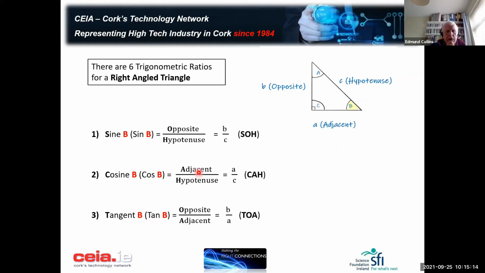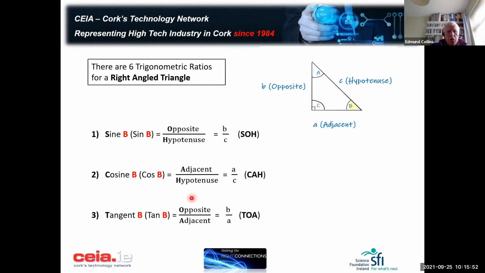So likewise, the cosine is the adjacent over the hypotenuse. So that's A over C. So again, it's CAH, so it's C for the cosine, A for the adjacent, and H for the hypotenuse. And then the third one is the tangent, opposite over the adjacent. So that's opposite here, and this is the tan of angle B. All of these we're looking at, we're finding the sine, cosine, or the tan of the angle B. So this is opposite over the adjacent, so it's B over A.